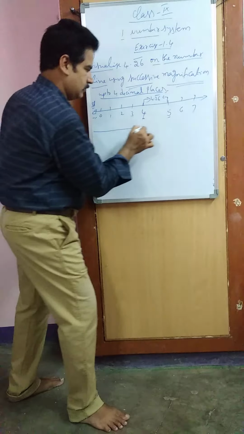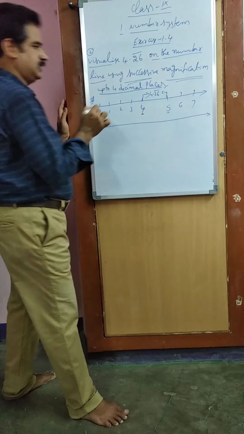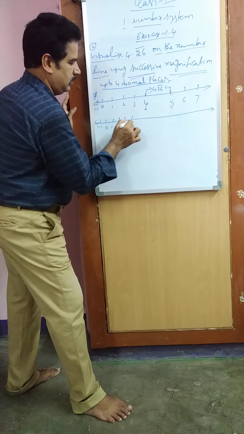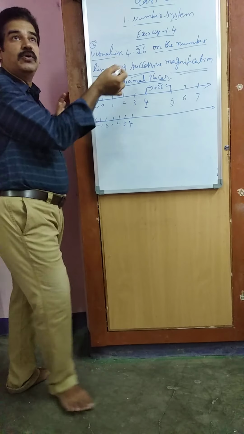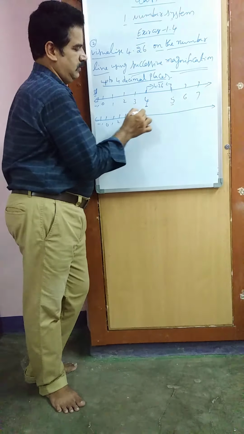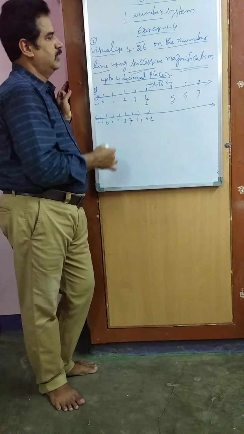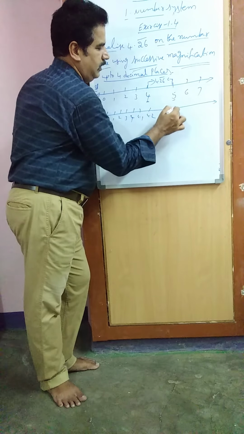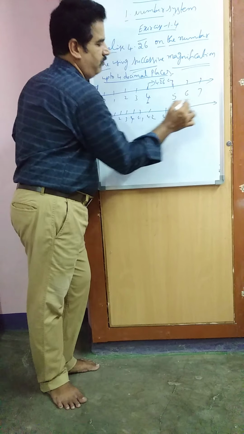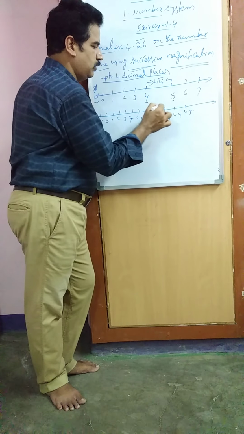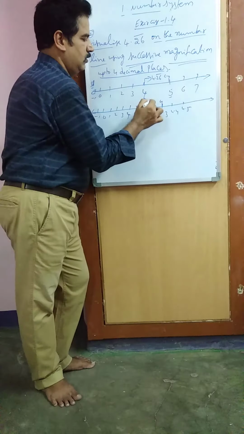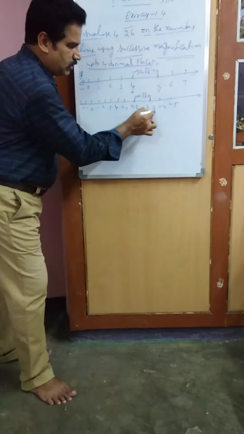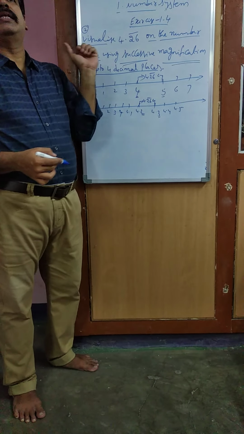Next, again coming to the first place. -1, 0, 1, 2, 3, 4. 4.2 means 4.1, 4.2. Next 4.3, 4.4, 4.5. So it lies between 4.2 and 4.3. 4.26 bar, so the tenths place we got. It lies between 4.2 and 4.3.